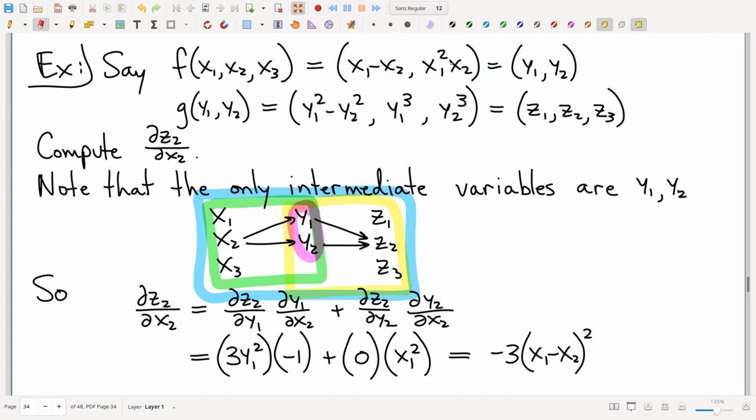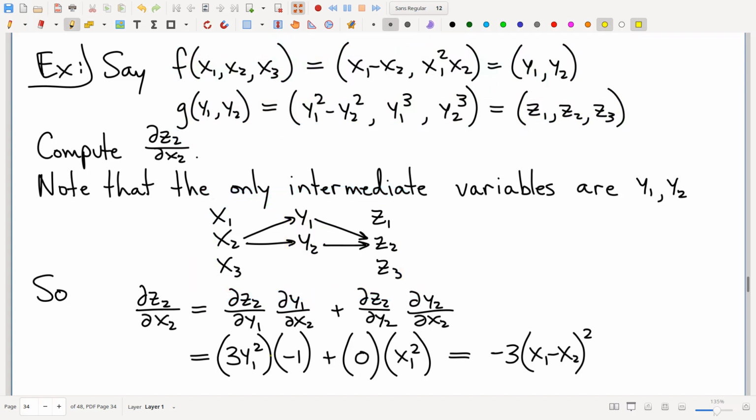Okay, so with that noted, the question here is to compute the partial of z2 with respect to x2. Wait a minute. z2 is my second output variable. I want that partial with respect to x2. x2, you'll notice, is my second of three input variables. And so looking at this diagram here, for the partial derivative that I'm interested in, how can x2 influence z2?